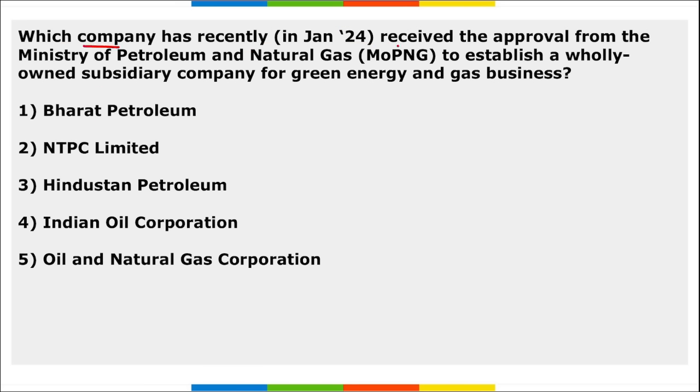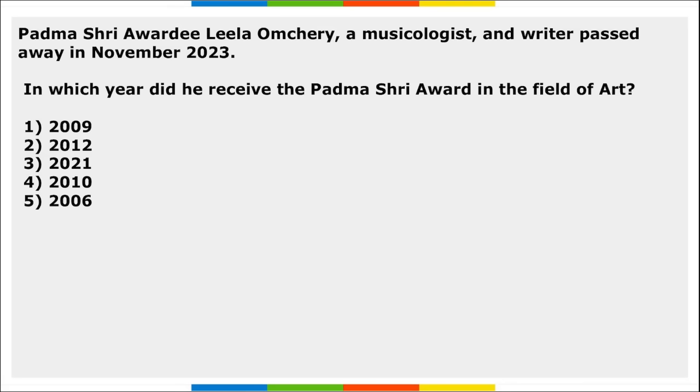Next, which company has recently received the approval from the Ministry of Petroleum and Natural Gas to establish a wholly owned subsidiary company for green energy and gas business? It is ONGC. Oil and Natural Gas Corporation has received the approval from Ministry of Petroleum and Natural Gas to establish a wholly owned subsidiary company for green energy and gas business.